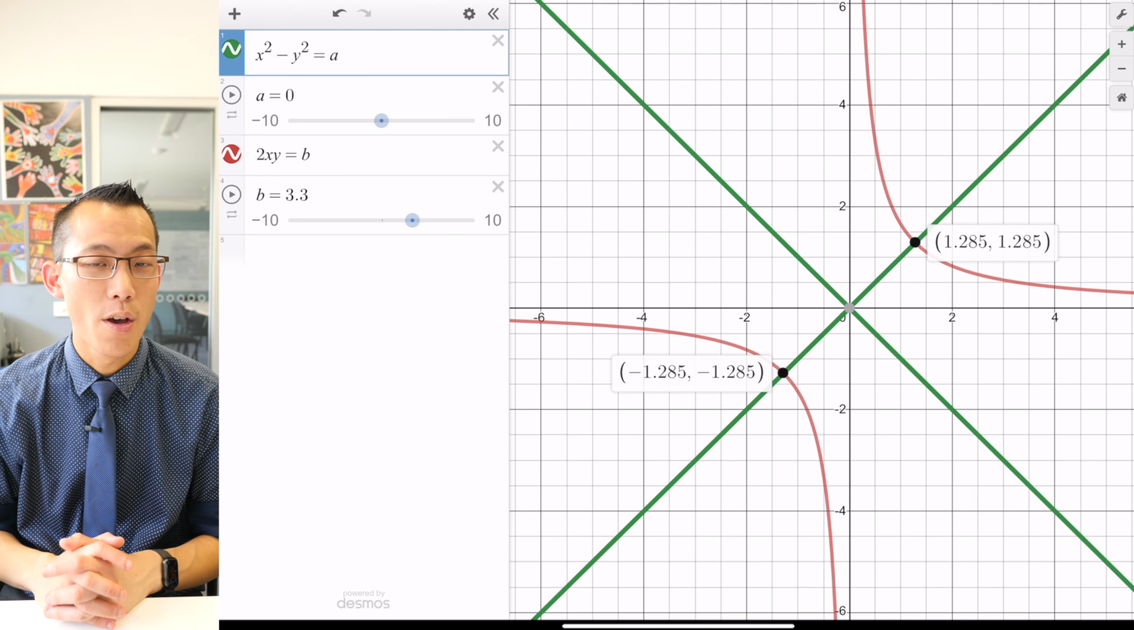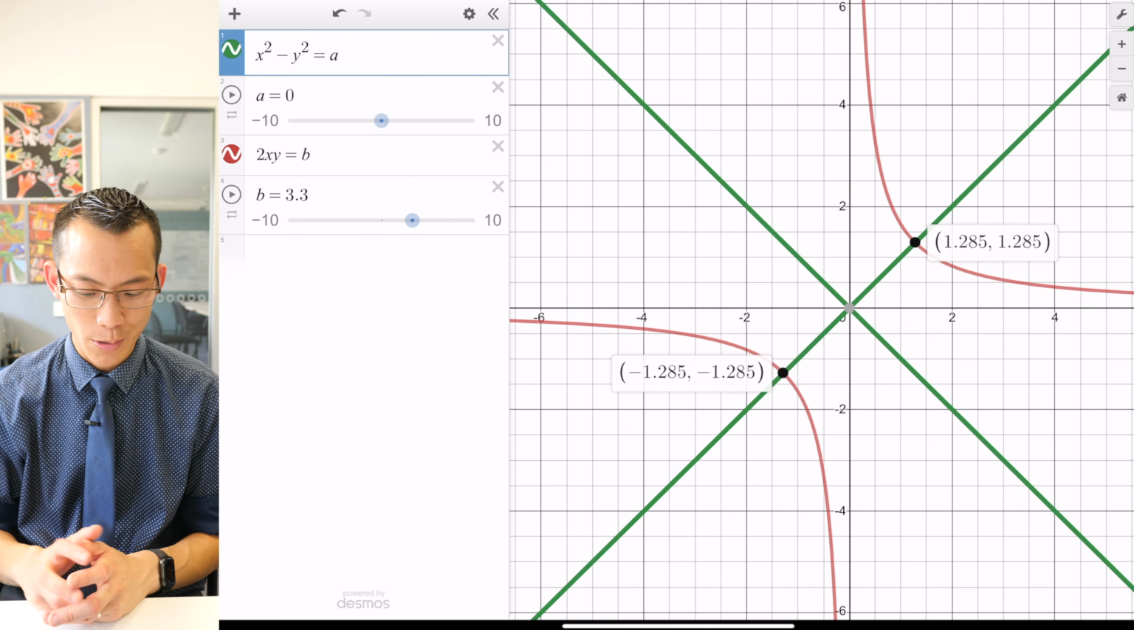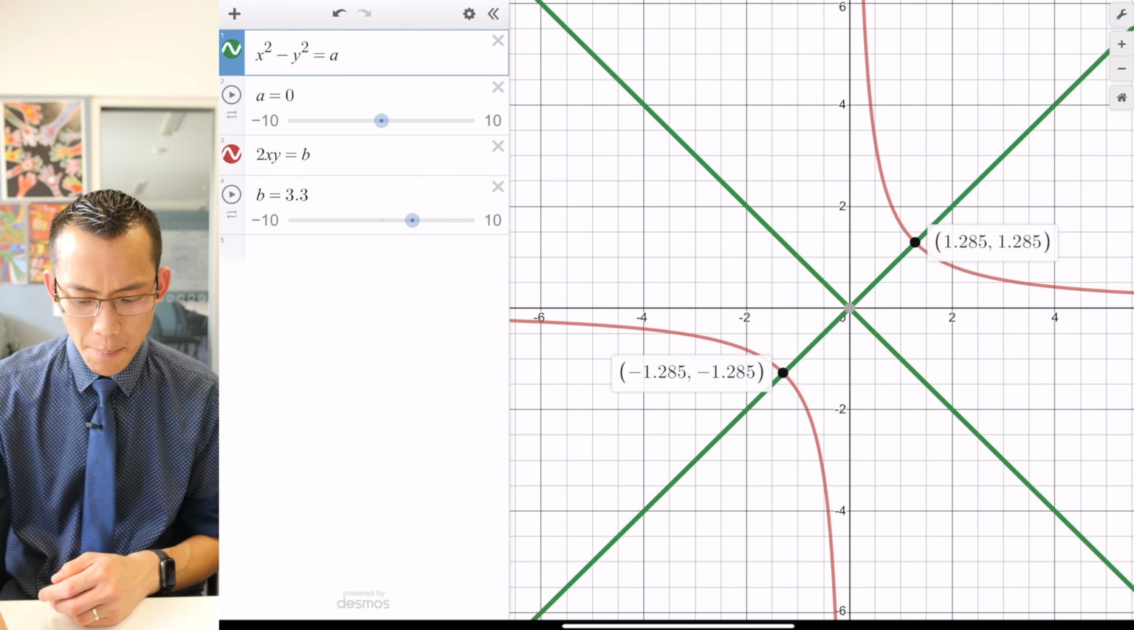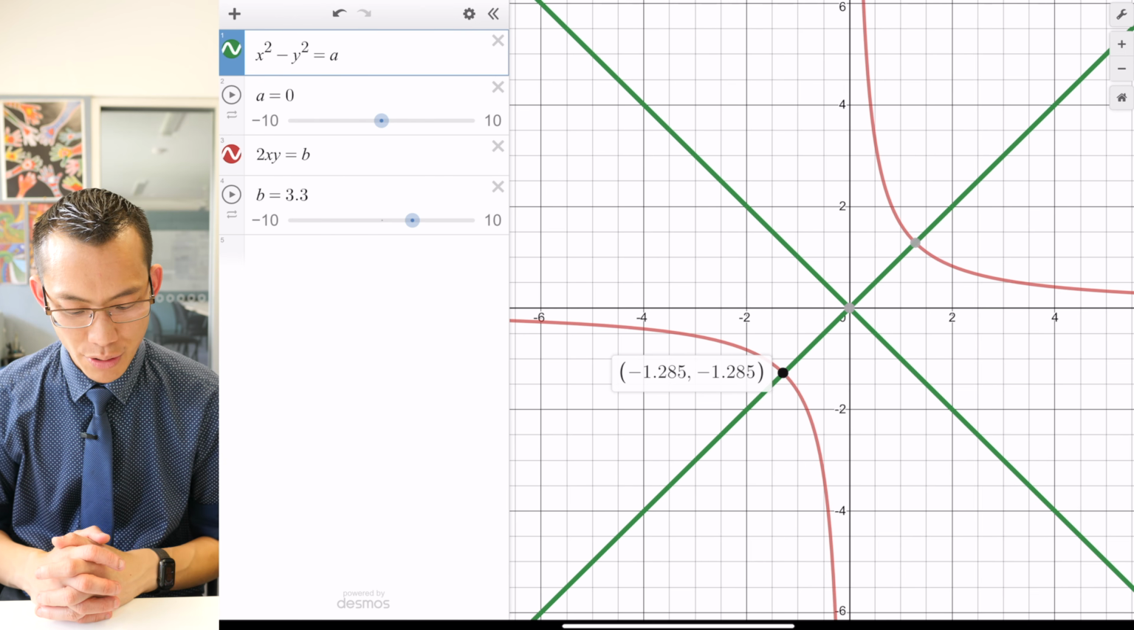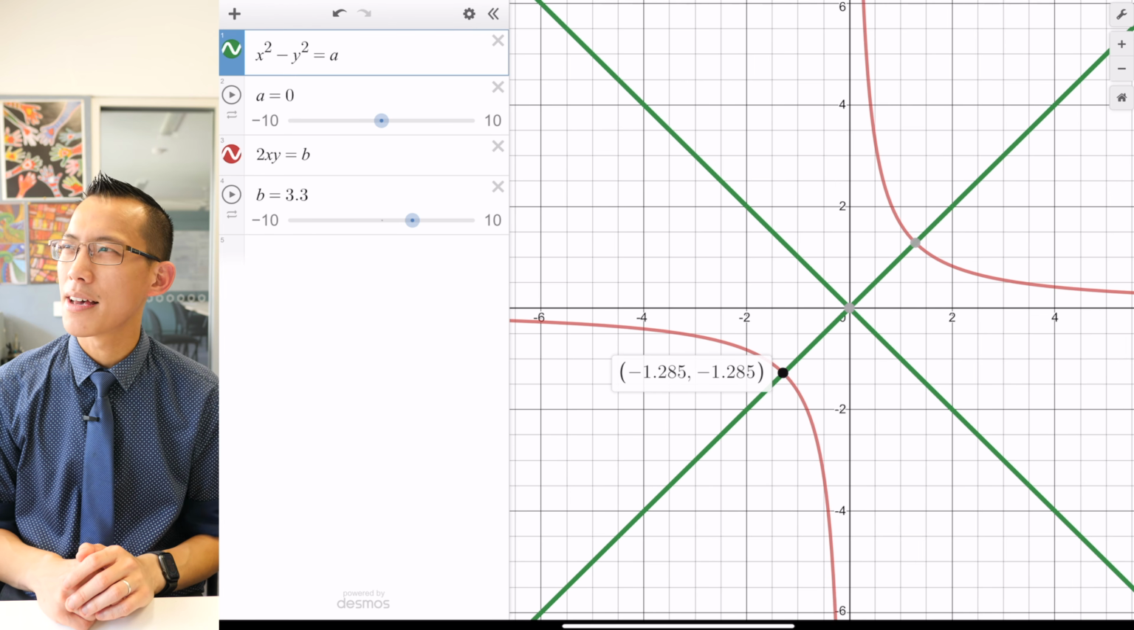And the same thing happens for the other solution that you've got, the other square root. This guy here, I'll get rid of that one, minus 1.285 minus 1.285i. What is its principal argument?